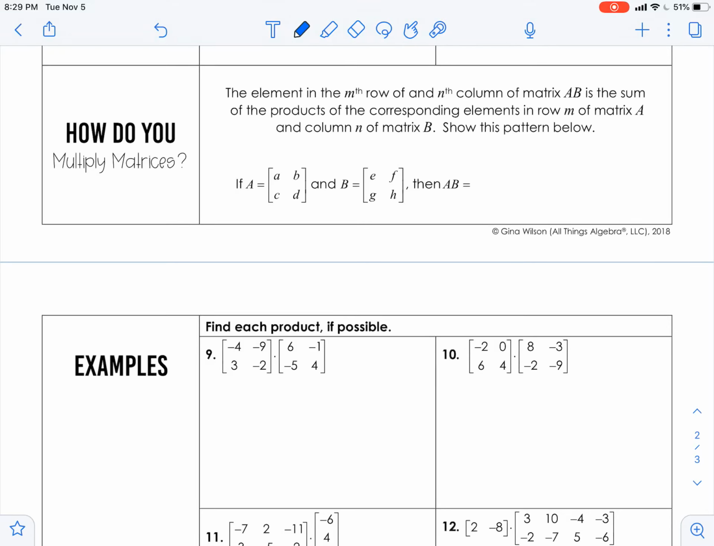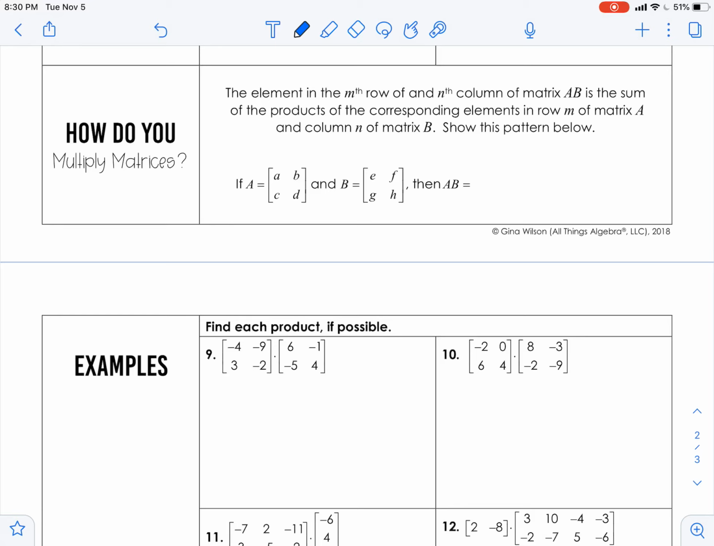Okay, so you've played with looking at the dimensions and determining whether or not the multiplication can take place. So now we're actually going to do the multiplication itself. And so the question is how do you multiply matrices? Well, it's a little tricky, and it does take a little bit of work. So let me just read through here what it says.